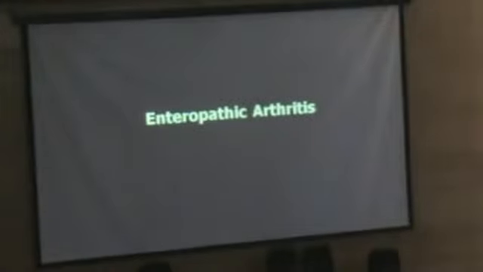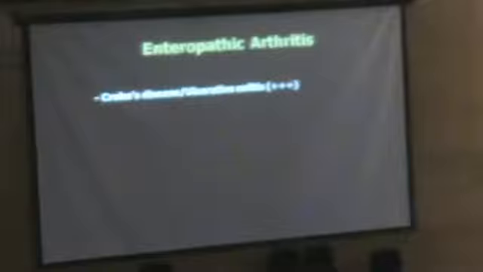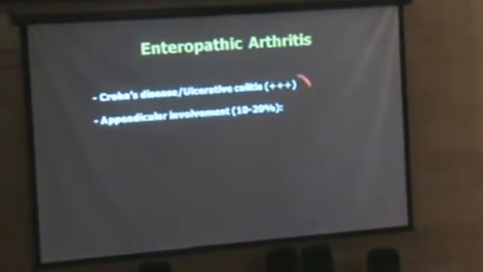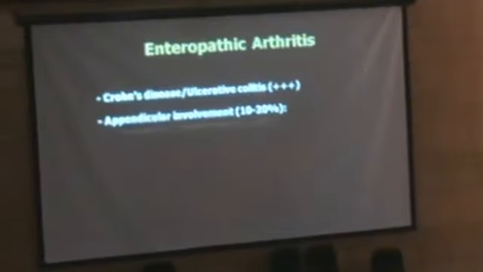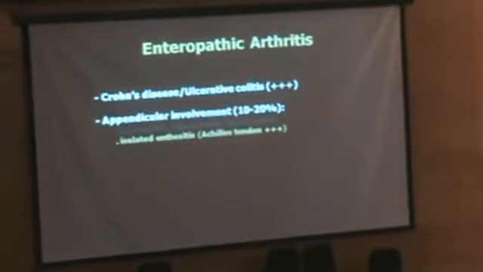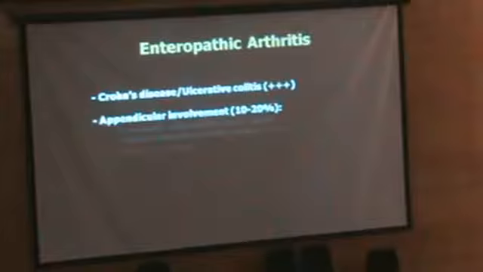To finish the presentation, enteropathic arthritis is associated with Crohn's disease and ulcerative colitis. We have other forms of intestinal involvement related to spondyloarthropathies, but those two pathologies are the main ones associated with arthritis. Appendicular involvement occurs in up to 20% with asymmetric oligoarthritis. We can find isolated enthesitis. You see, it's really repetitive what I'm saying. Those are very similar in terms of features.